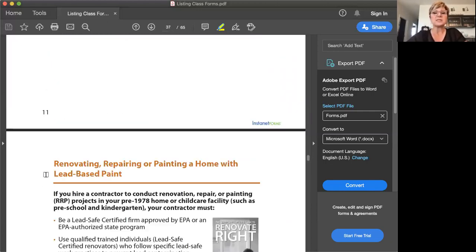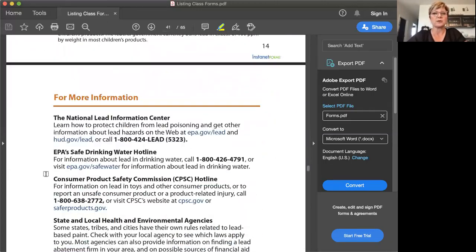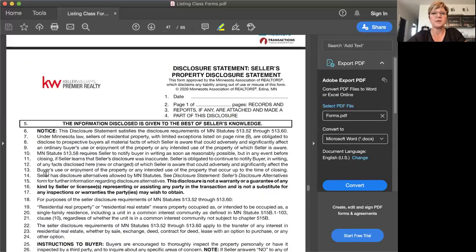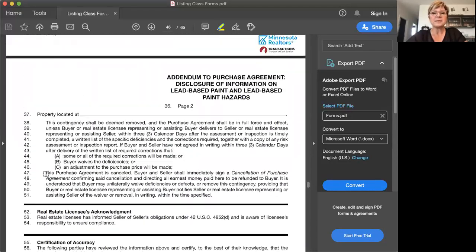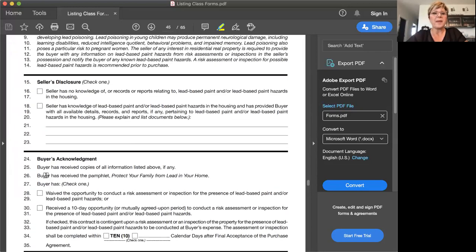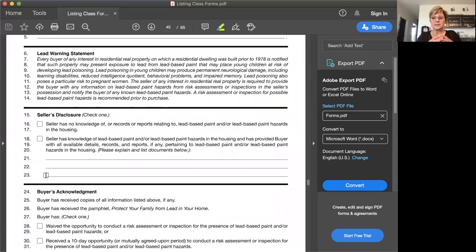So from a seller standpoint, let me get to the disclosure here. This is a long brochure, okay. When we get to the lead-based paint disclosure, basically the seller is going to disclose if they have any knowledge, records, or reports that would pertain to any lead-based paint in their home. So they would check line 16 if they did not have any knowledge, or line 18 if they did, and then obviously they would want to provide any documentation that they have.